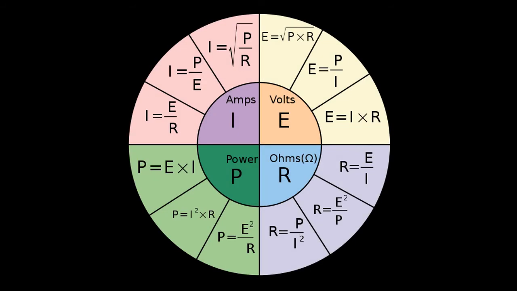The power wheel is a visual representation of Ohm's law and the power equation. It relates voltage, current, resistance, and power to one another. It shows how all the variables involved can be rearranged mathematically to calculate the others based on the information you have available to you.